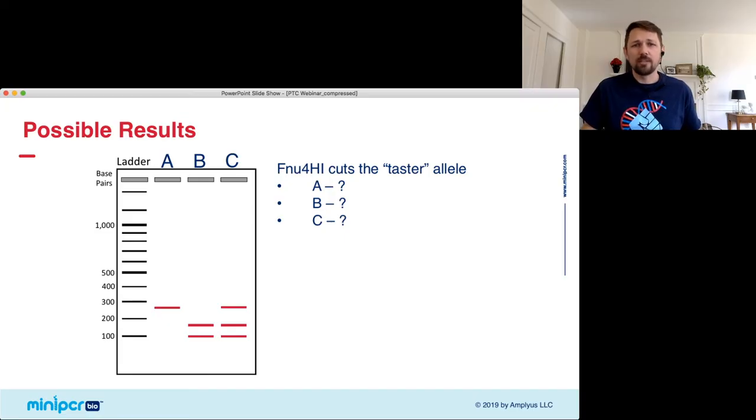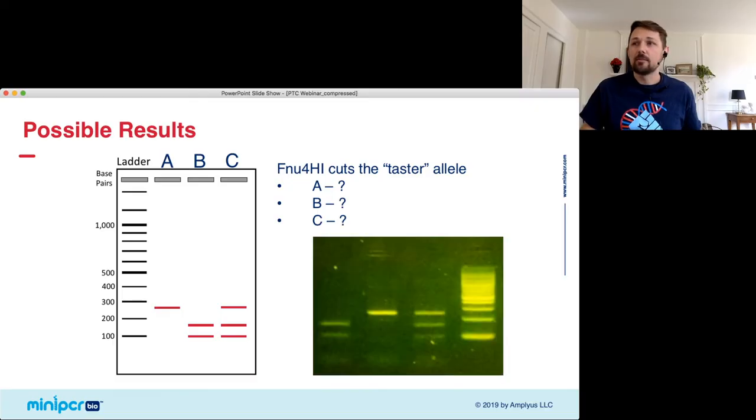So you can think for a second what that may be. I'm going to tell you. But this A1, we put in the FNU4H1, nothing cut. That means that this is in a different order over here. Sorry, I didn't mean to bring that up yet, but we'll leave it there for a second. This means that this did not cut with the FNU4H1. That means that all the DNA in that tube was non-taster DNA.